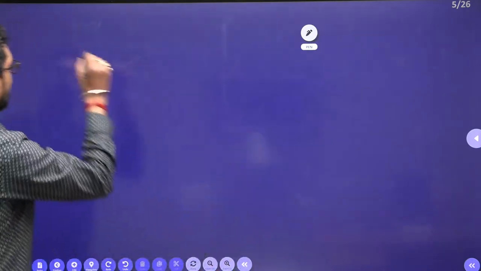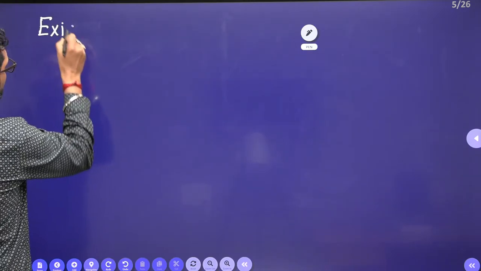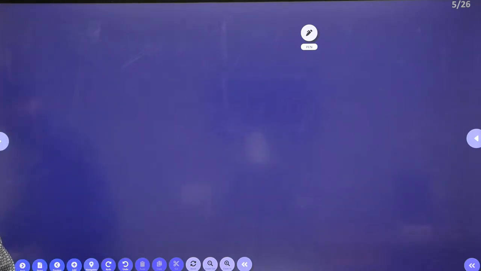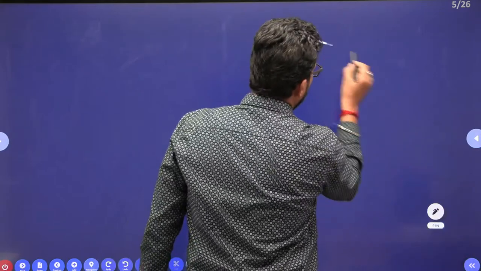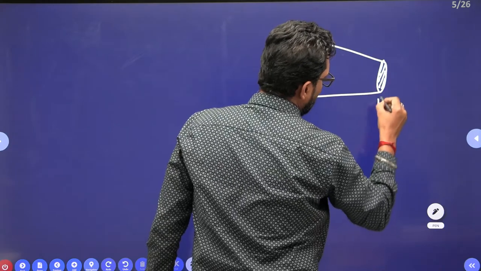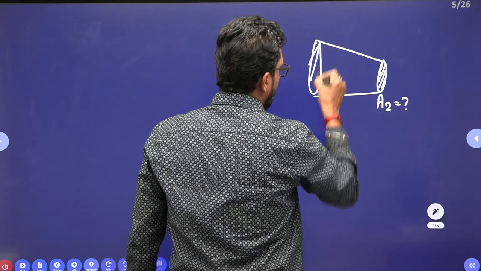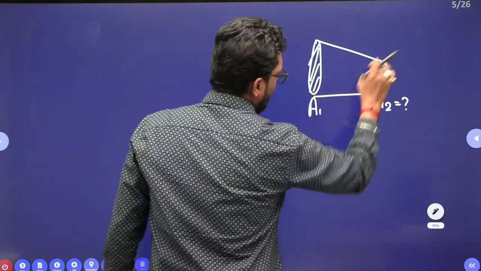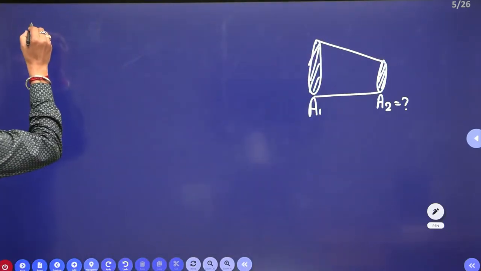So, exit area. Now, beta, see one thing. If this is your nozzle and you have to find this exit area A2, and this is your inlet area A1, but there is no length dimension given. So first apply the first law of thermodynamics.